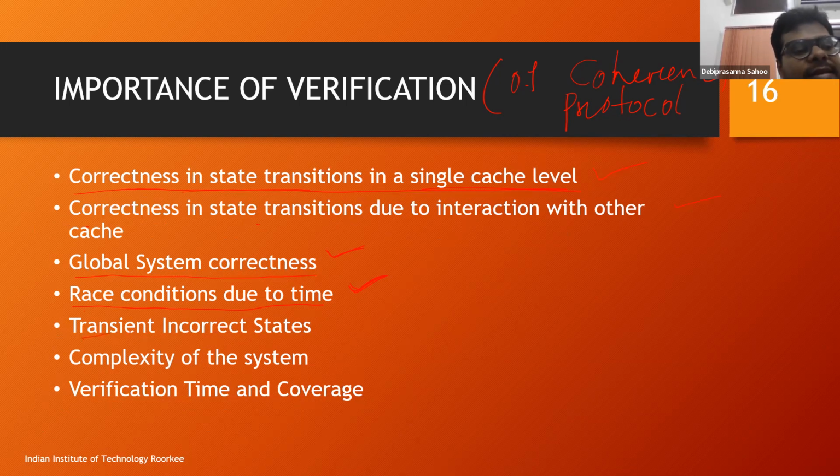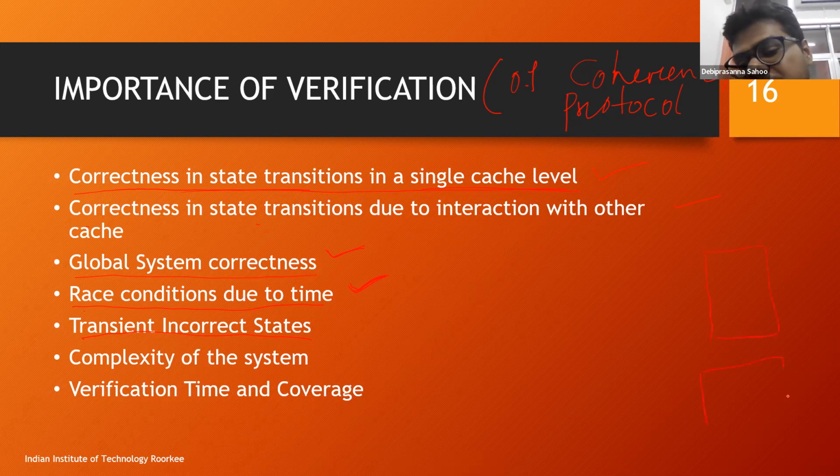Similarly, there can be transient incorrect states. For example, you might be evicting a line at one point of time, and while evicting the line, you might have some transient states. Whatever we saw in the state machines are the concrete states, but there can be intermediate transient states. There can be scenarios where global system correctness might be affected because of these transient conditions. So we need to ensure that, because of these transient incorrect states, we do not actually see something wrong sometime in the future.